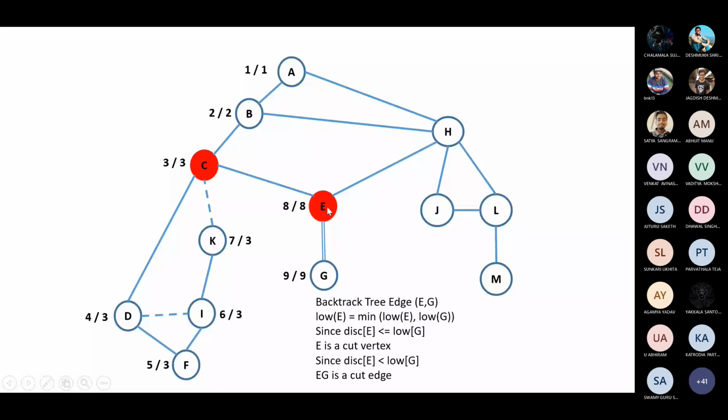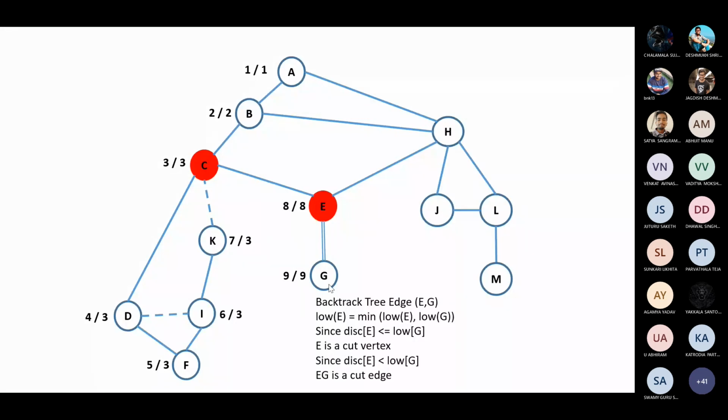Now if it is strictly less than 9, if discovery E is strictly less than low G, so discovery of E is 8 and low of G is 9. इसका मतलब यह है कि G से अगर तुम मिनिमम कोई वर्टेक्स रीच कर सकते हो थ्रू बैक एज, that is 9 itself, और ये है 8, तो इसके दौरान एक एज है, सो ये एज will act as a cut edge.